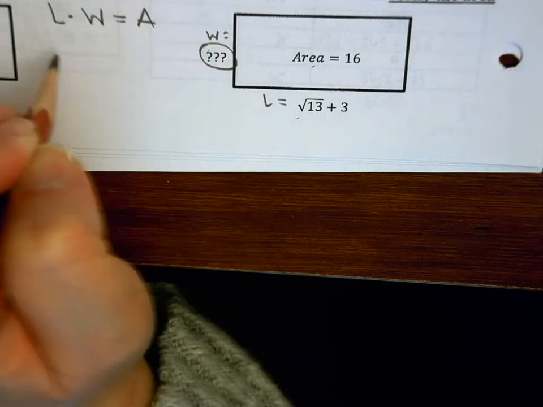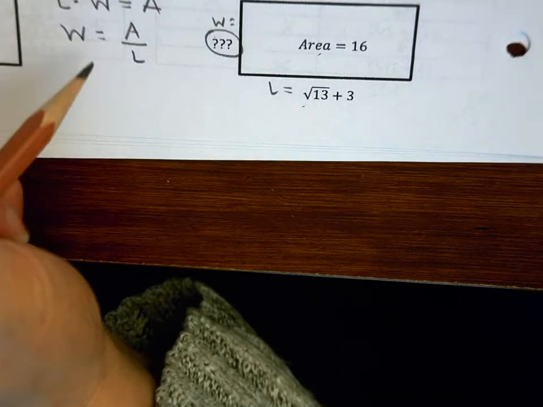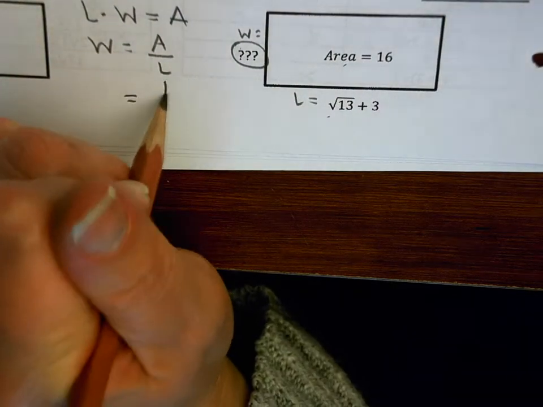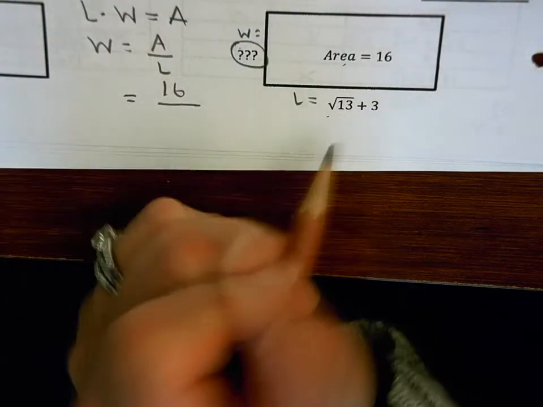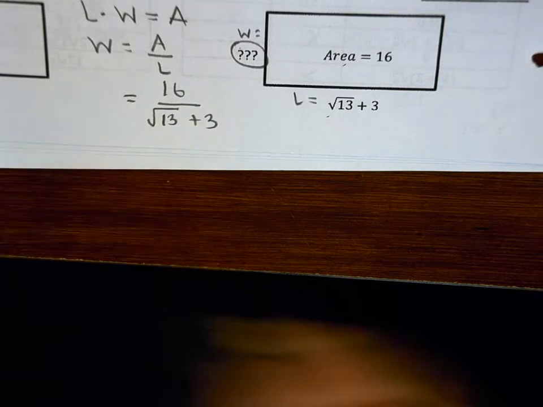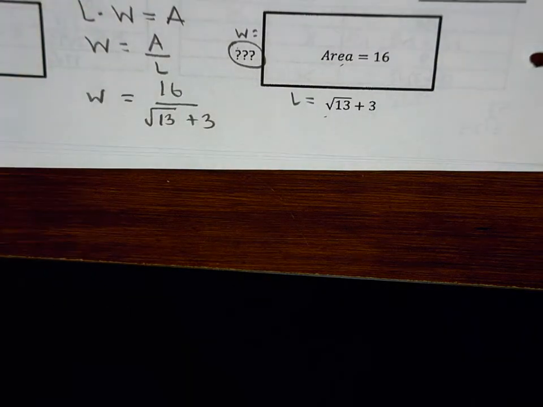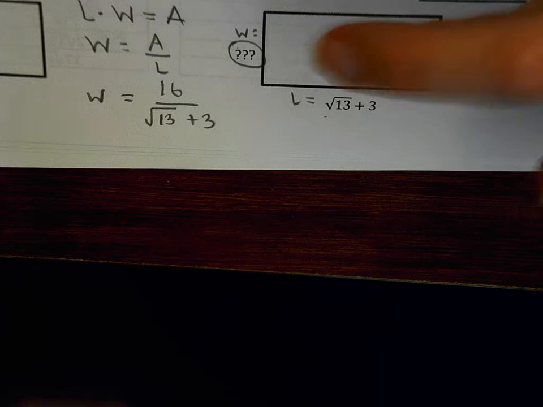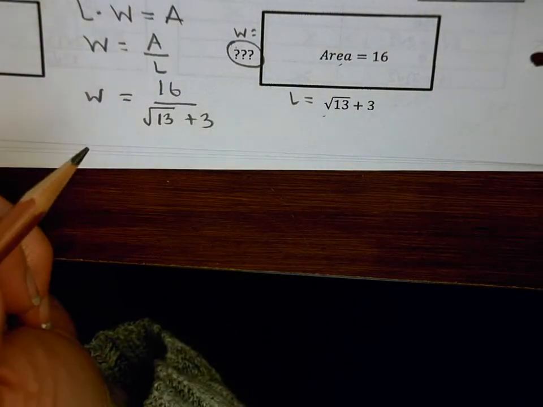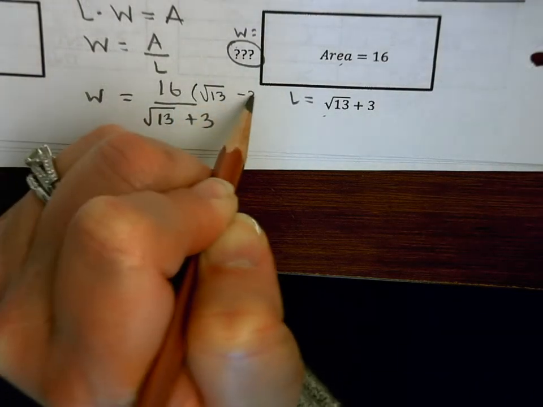So then that means that width is equal to area divided by length, right? So if I just divide the L over. So then I would just have my area, which is 16, and then divided by my length, which is root 13, and then plus 3. And so there is my width. And so if I want to rationalize the denominator, then I need to multiply by the conjugate. So again, the directions I think got cut off here, but it should say to rationalize the denominator. So then I'm going to multiply by root 13 minus 3.